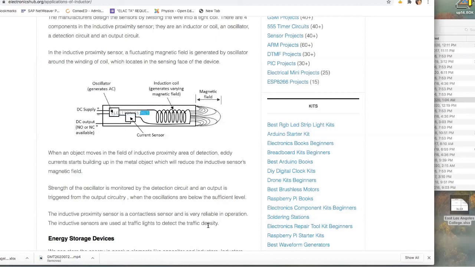So where are they placed? Oh, they're probably placed on the road. Let's say the car comes and blocks this, then it says, oh, okay, there's a car there, change it to green, you see? So these are probably placed underneath the road, right by where the cars are supposed to stop.